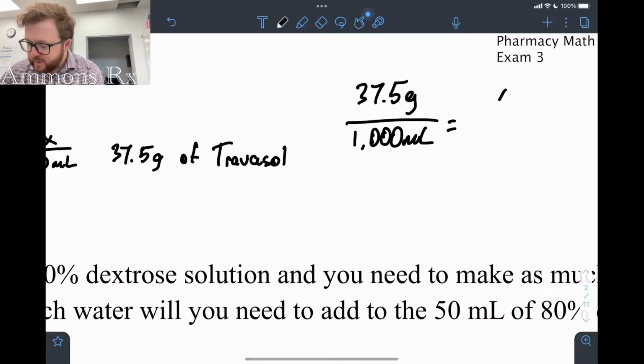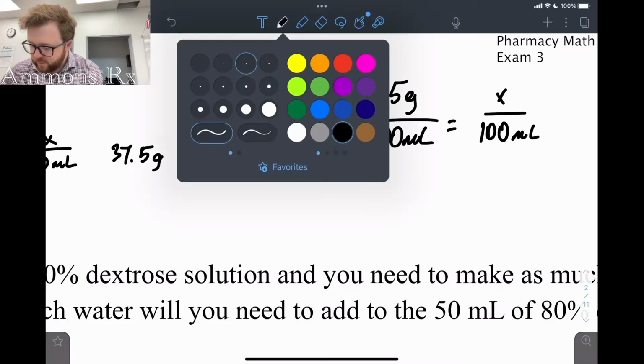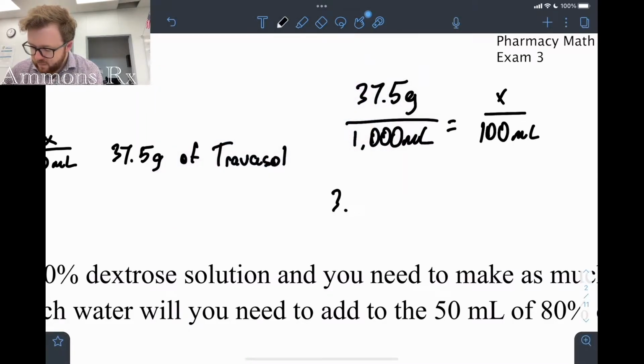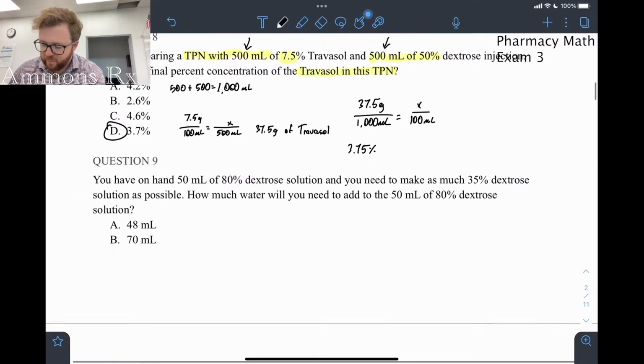What percentage strength is that? So we just need to do 37.5 times 100 divided by 1,000. That is 3.75%.